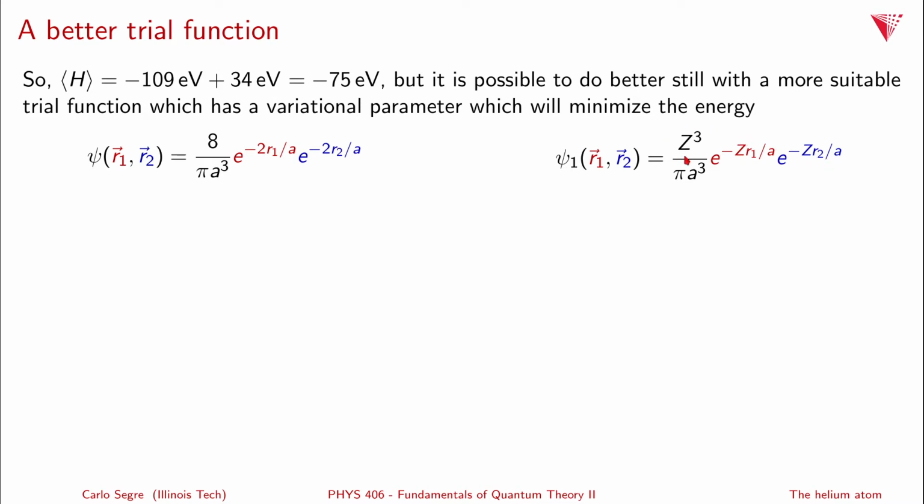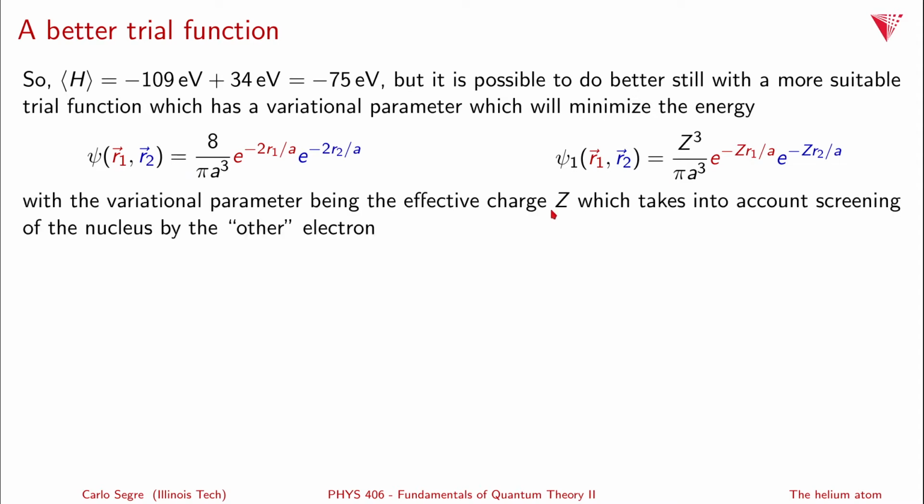And when we allow this to vary at the end to minimize, we're taking into account the so-called screening effect, which we did in a phenomenological or hand-waving way back in Chapter 5. But now we're going to use this as a variable parameter to minimize the upper bound energy. So this effective charge z takes into account screening of the nucleus by the other electron. So one electron will screen the nucleus from the other electron.